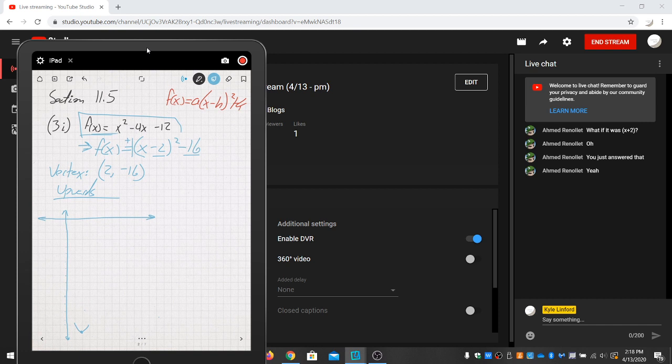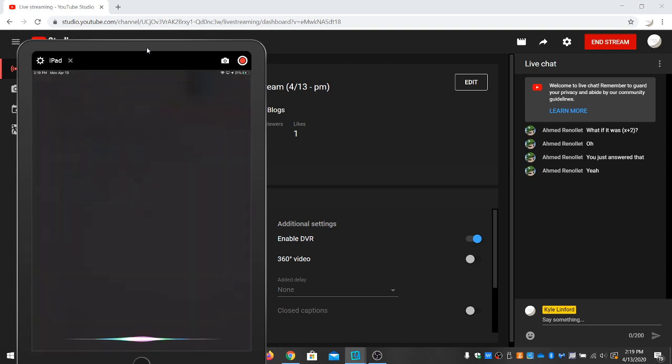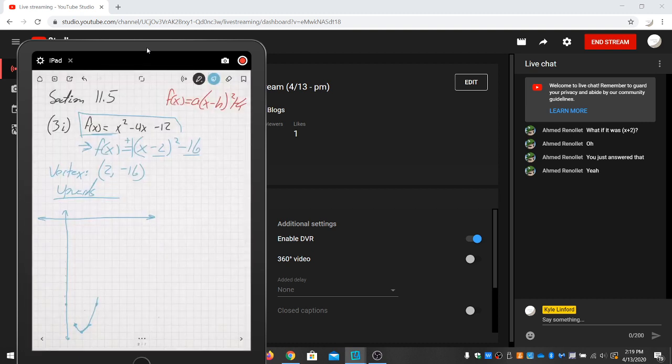That's where the vertex is. And I know that the thickness is going to be the same as the parent function. If you study the parent function, one of the things you'll notice is that if you go over 1 point and up 1 point, you also cross these spots. The parent function, as you go over 1 unit, you go up 1 unit. As you go over 2 units, you go up 4 units. Basically, you just recreate the parent function.